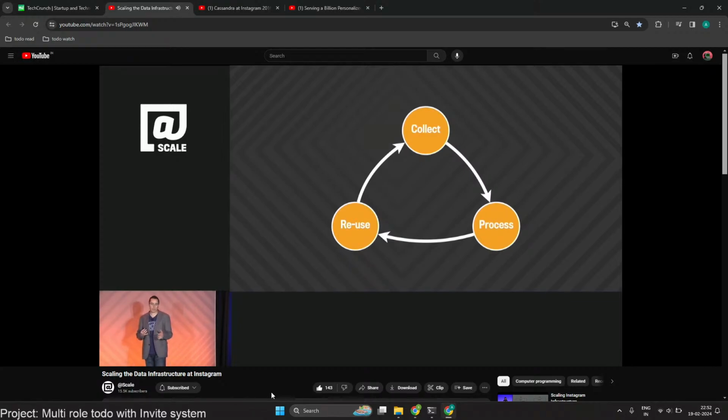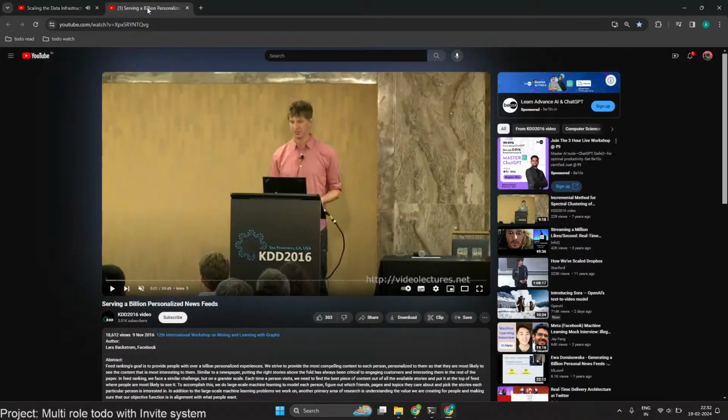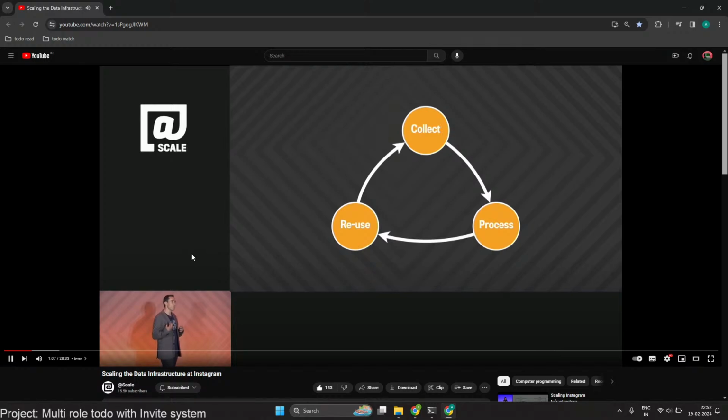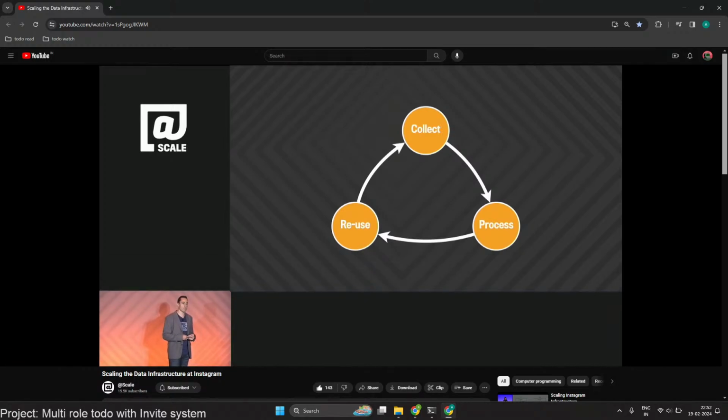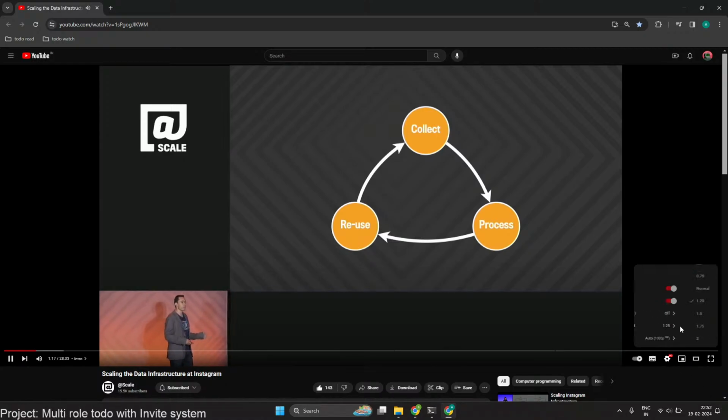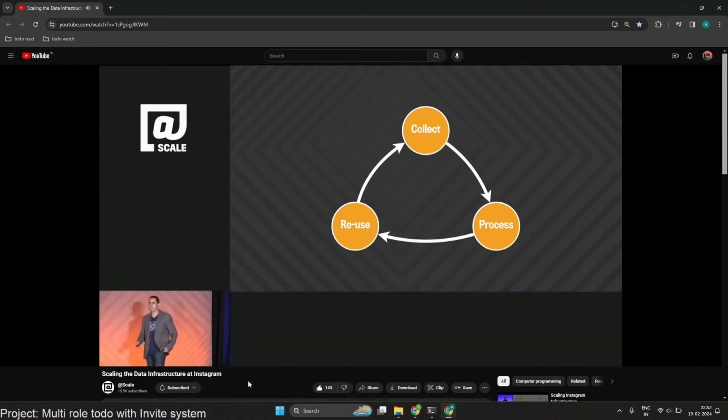So we collect that, we aggregate. We do a lot of processing of the data as well, when you think about real-time processing or ranking, machine learning, and then we feed that into the product again, and we reuse the data. It could be for analytics or even to build things like Instagram Explore, which then generates more data that you can collect, and you get the gist of it.